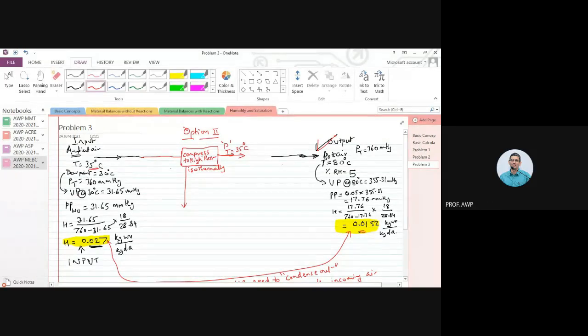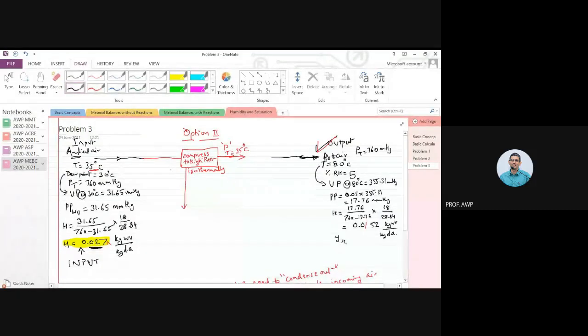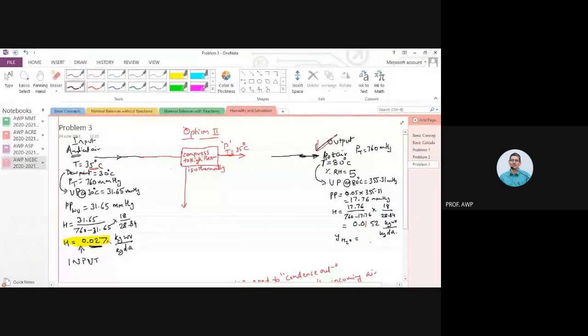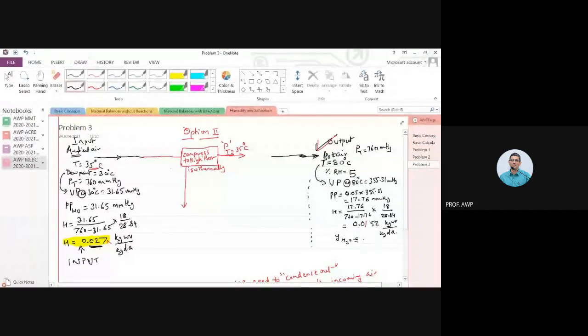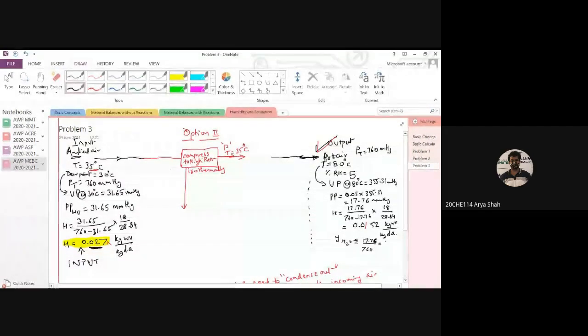Correct. So now I have this humidity of 0.0152. That's what we want, right? So what you're saying is, let's calculate mole fraction of water here. Is that what you're saying? Yes, sir. In the outgoing air? Okay, so mole fraction would be 17.76 divided by 760. How much is that? 0.023.